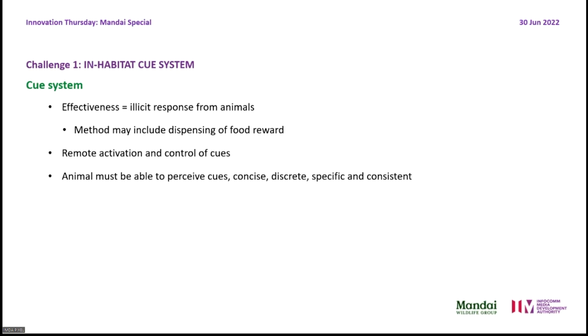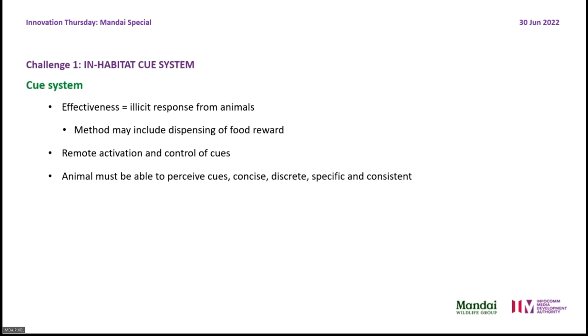And if you want to elicit a good behavior, of course, as Cecilia has mentioned, it's regarding food. Anything that is regarding food, the animal will understand that the behavior would lead to a reward that the animal needs. So that is what makes a cue system effective. And of course, in terms of a closed setting within Mandai Wildlife Parks, we want a remote activation and control of cues. This is because of the anticipatory behavior that we were explaining just now. We do not want the animals to associate all these cues with the keeper. If this could be automated in some way, then the animals will just be triggered by the cue itself without recognizing that it's connected to the keepers. That will be a very ideal situation for the animals.